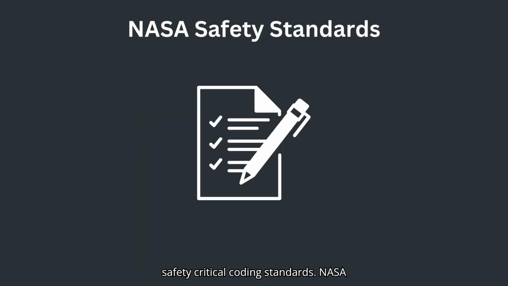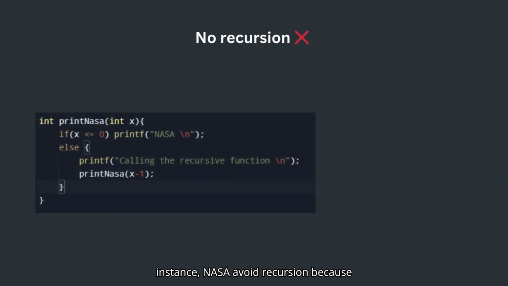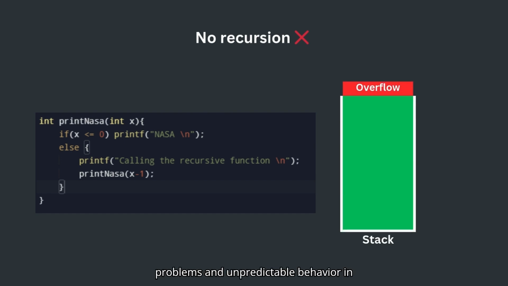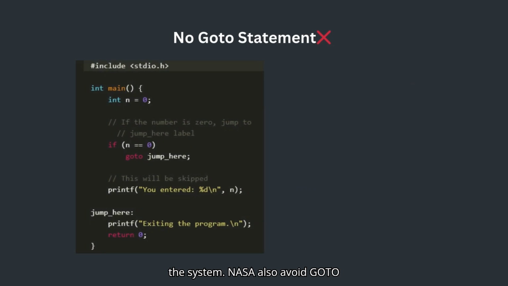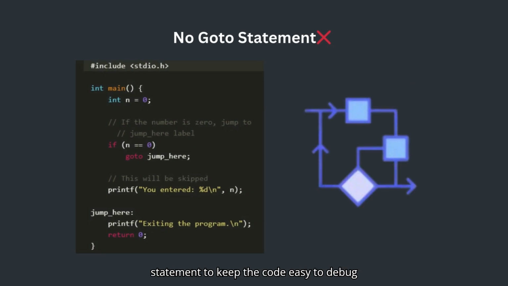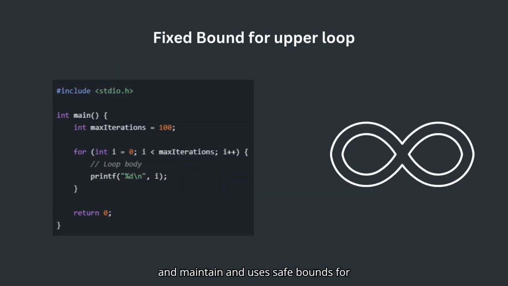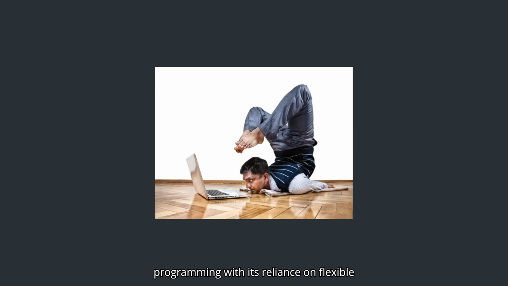Next up is safety critical coding standards. NASA has strict rules to ensure every line of code is predictable and safe. For instance, NASA avoids recursion because recursion can cause stack overflow problems and unpredictable behavior in the system. NASA also avoids goto statements to keep the code easy to debug and maintain, and uses fixed bounds for loops so that it ensures the program won't run into an infinite loop. Dynamic programming, with its reliance on flexible memory structures, doesn't fit these rigid requirements.